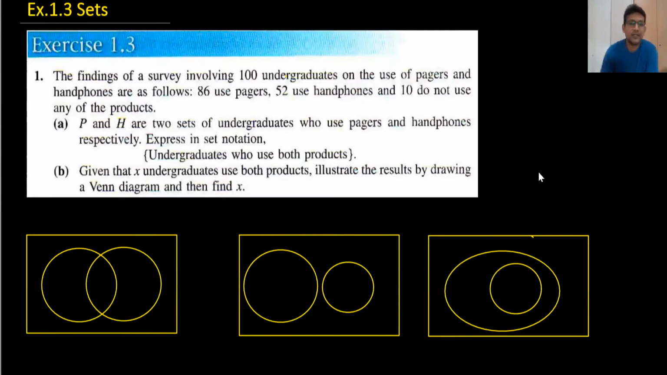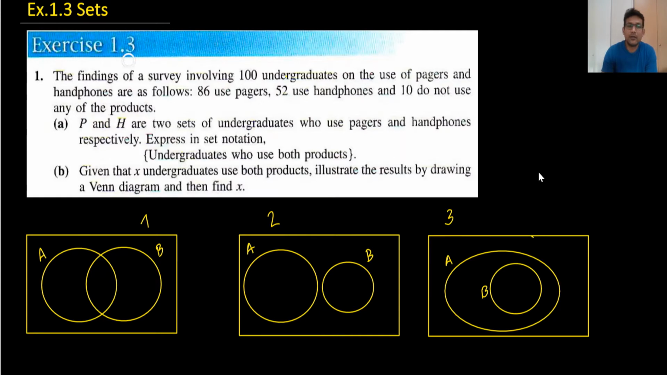Exercise 1.3, sets. We have three options for the Venn diagram: number one, number two, and number three. This is the most important exercise to understand the Venn diagram, when we have two sets, A and B, and this is also A and B, and this is A and the small one is B. We are not sure which Venn diagram we are going to use in our particular question. So I will be explaining in exercise 1.3.